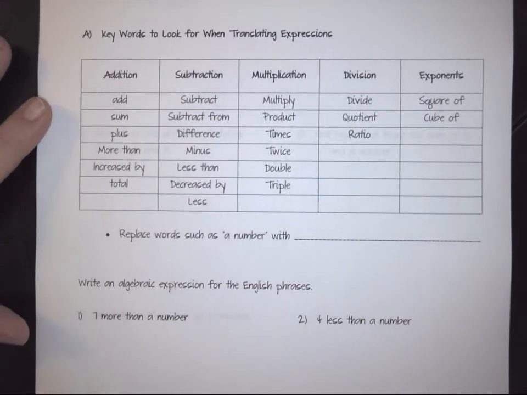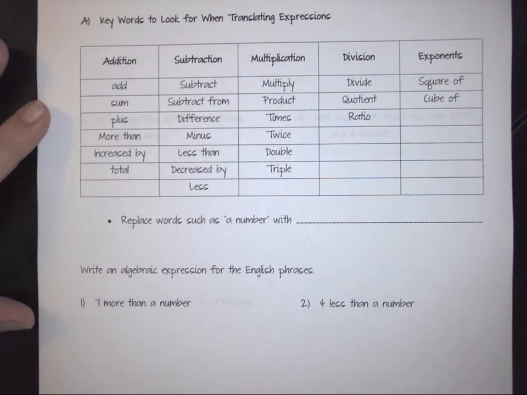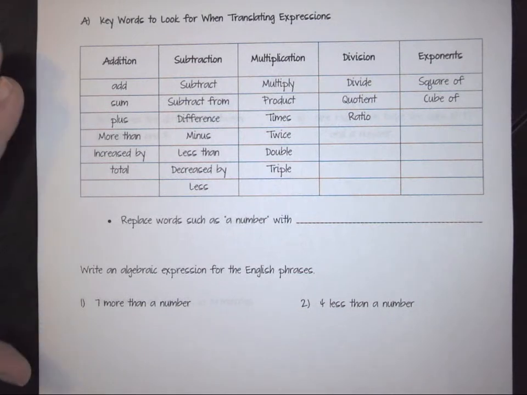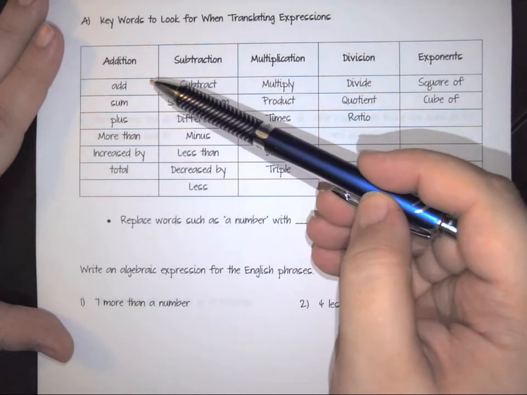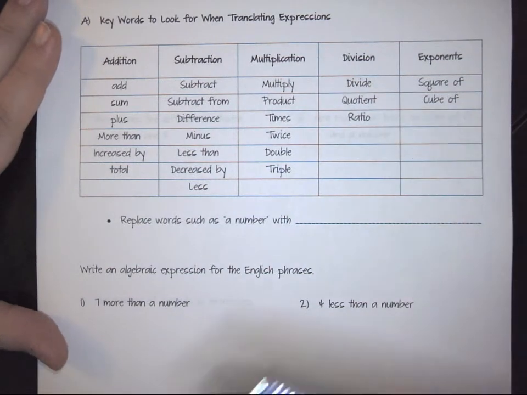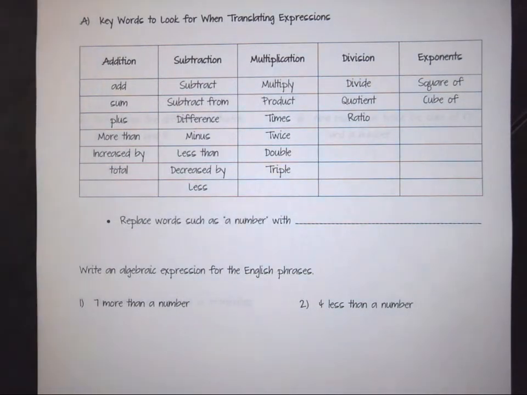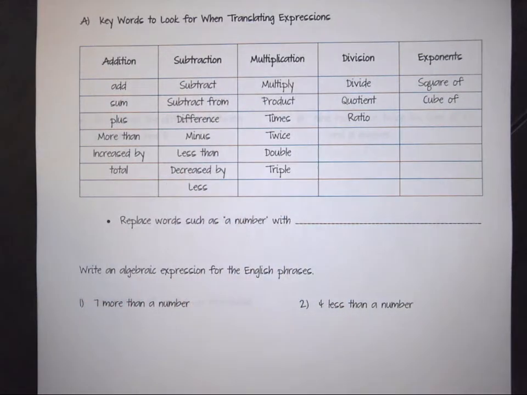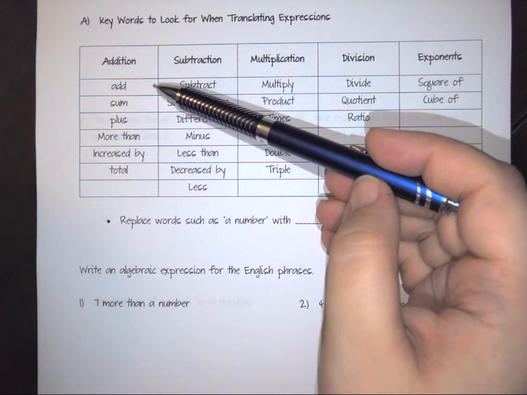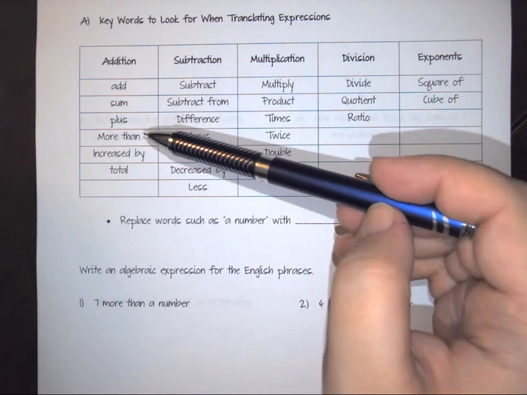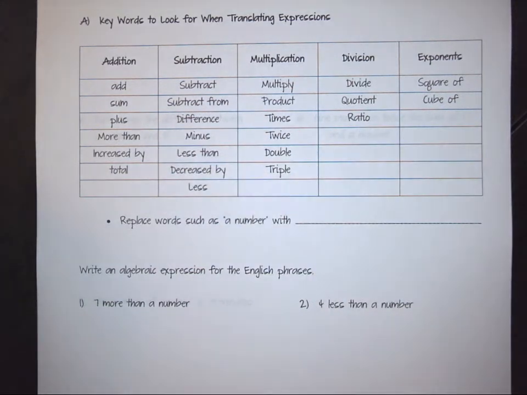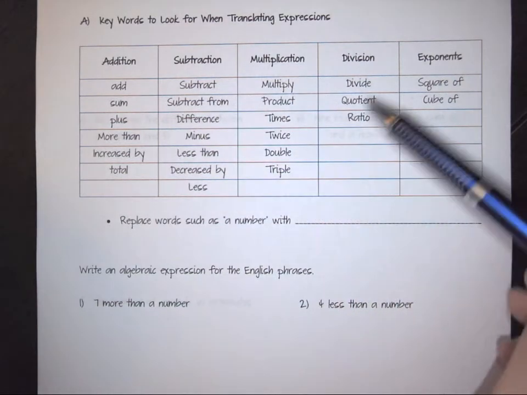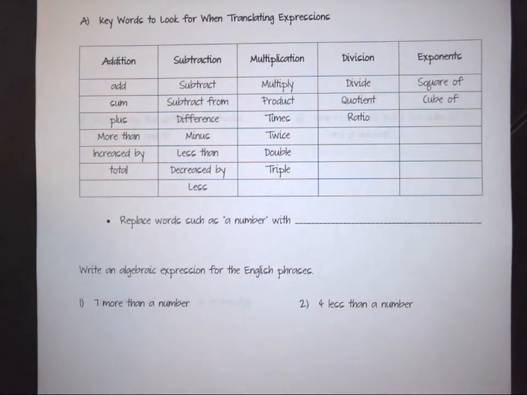First, we've got a bunch of different keywords that you can look for. So what I did is I wanted to break these into the main algebraic mathematical operations that we have. So we have addition, subtraction, multiplication, division, and exponents. Those are the big ones. So notice under addition we've got different types of words you can look for. Add, sum, plus, more than, increased by, total, things like that. And same for subtraction, multiplication, division, and exponents.